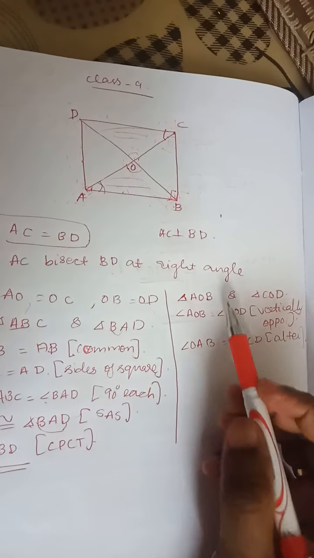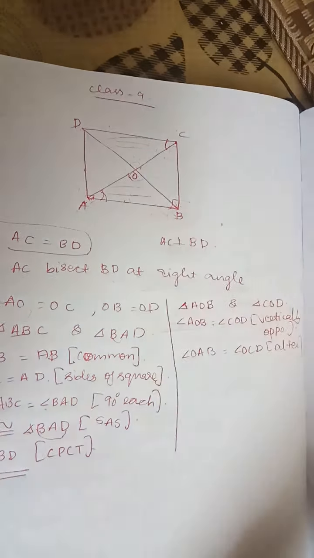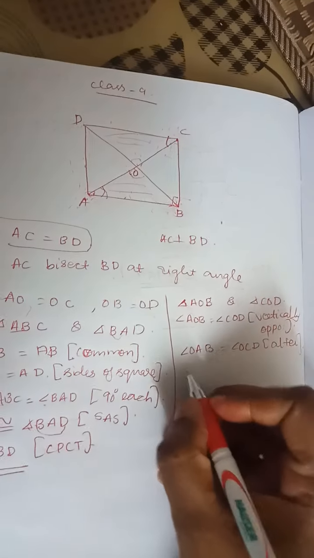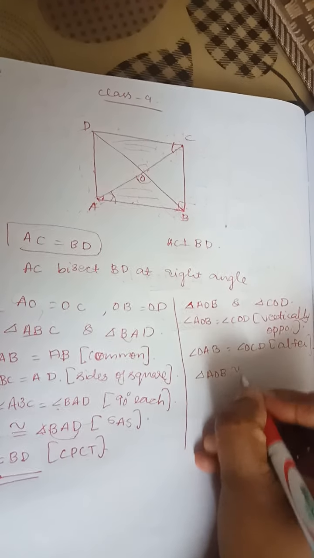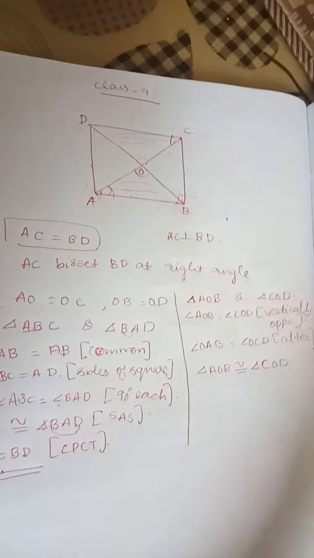After writing these two conditions, if two angles are equal, then automatically the third angle should be equal, right? So we can write by using AAS criteria, triangle AOB is congruent to triangle COD.